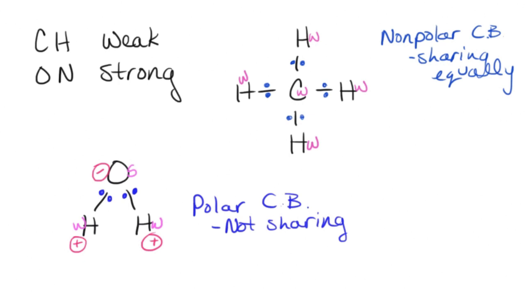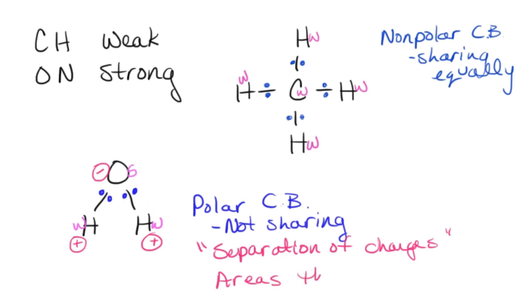So whenever you have these polar covalent bonds, we end up with what we call a separation of charges. In other words, we get areas that are a little bit positive and other areas that are going to be a little bit negative. And that's what we have with the water molecule.